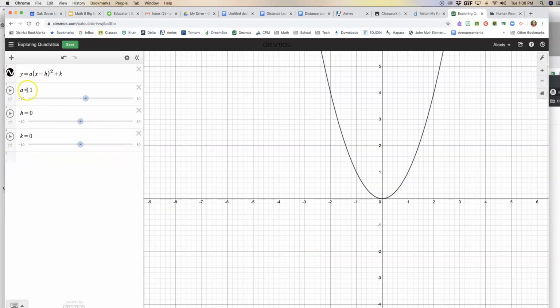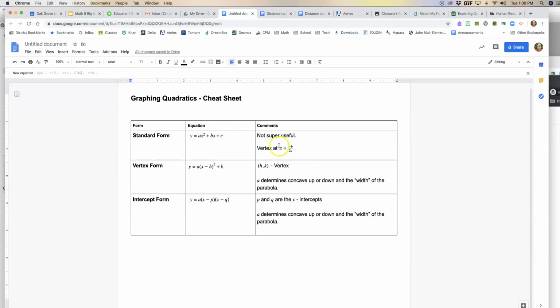So what happens as the a value changes? Well, as the a value gets bigger, the parabola gets skinnier. As the a value becomes a fraction, it gets wider. And then when it becomes negative, whoa, it flips upside down. And that's what I mean in here: if it's in vertex form, a determines concave up or down. If it's positive, we say that it's concave up, which means it's like a happy face. If a is negative, it's concave down, which is like a sad face. And then a also determines the width of the parabola. Okay, so that's the a value.